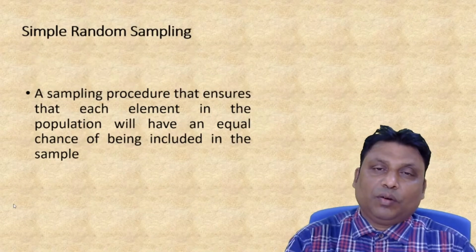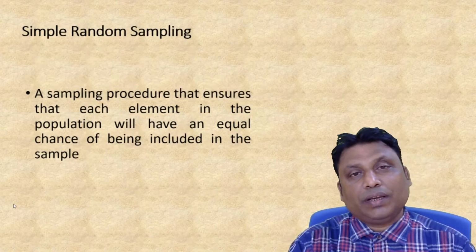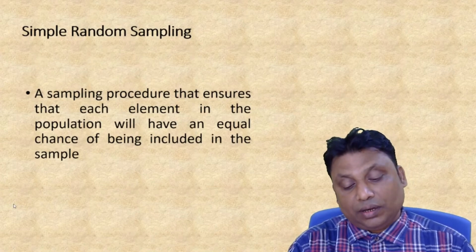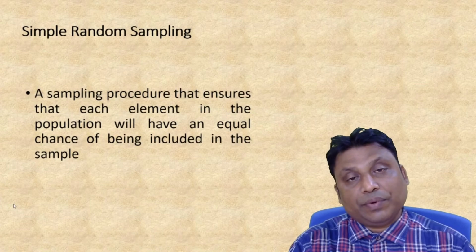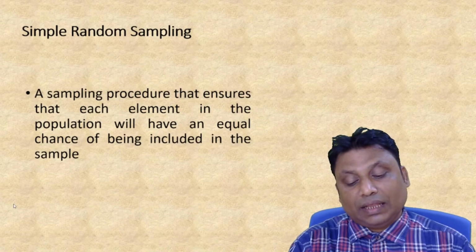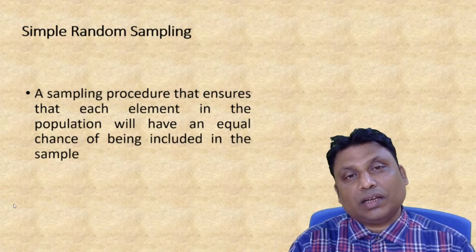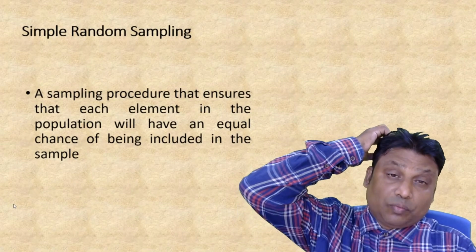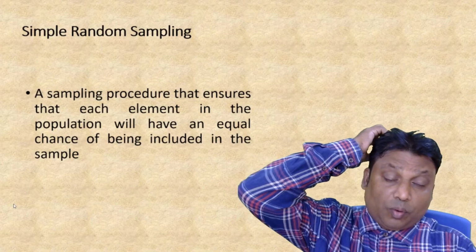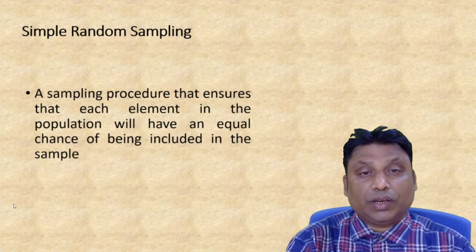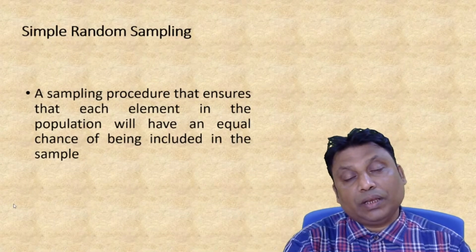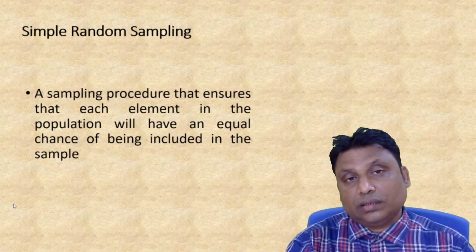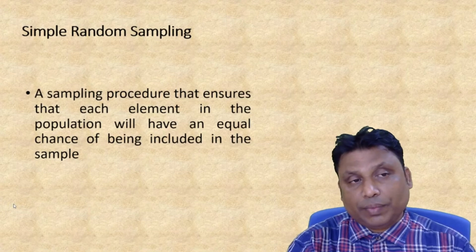Then we will discuss probability sampling. Probability sampling is very important for every researcher, and it is generally quantitative in nature. In probability sampling, we use 5 techniques: simple random sampling, stratified sampling, systematic sampling, cluster sampling, and multi-stage sampling.